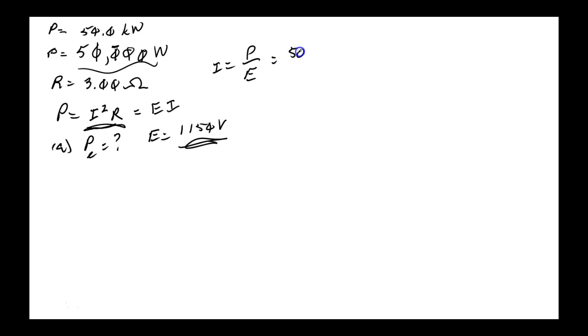That was 50,000 watts, divided by your E of 1150 volts. You need to get the watts to use volts and current in amps. So if someone will tell me what that gives you on your handy-dandy little calculators. 43.47. Okay, and that will be measured in amps. So let's take that and plug it in here.